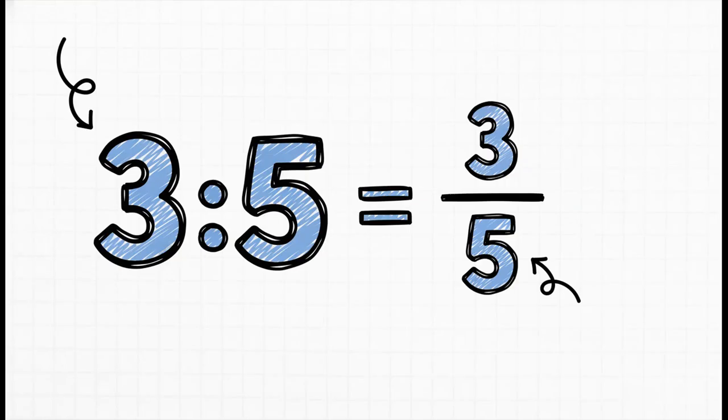That's it. And the way we write them is really straightforward. You'll usually see it with a colon, like 3 to 5, or sometimes it'll be written out just like a fraction. Don't let it fool you, though. They both mean the exact same thing.